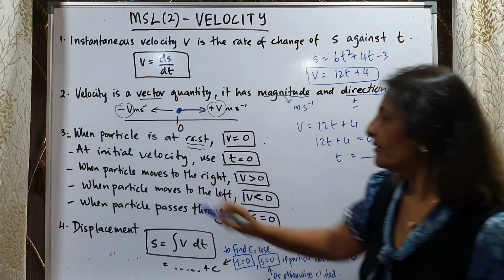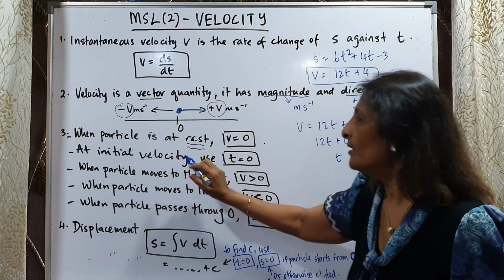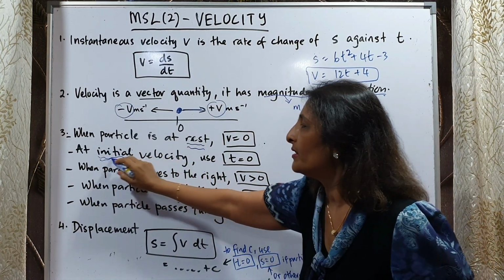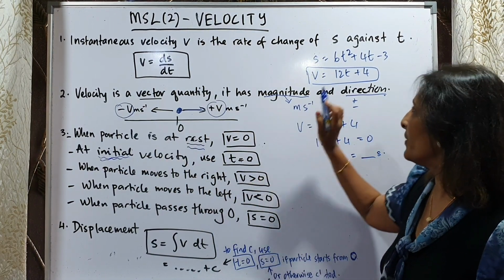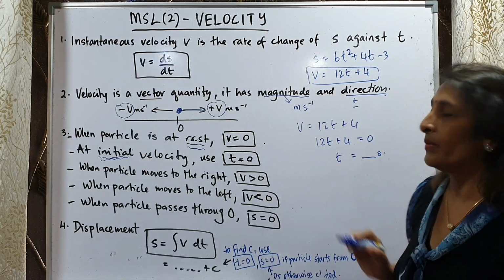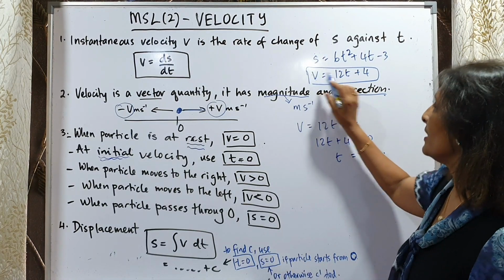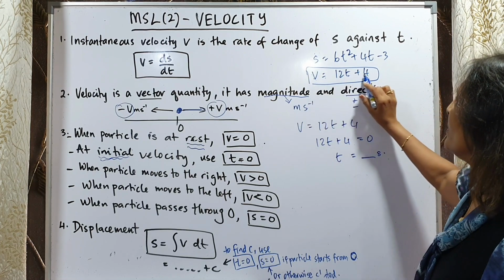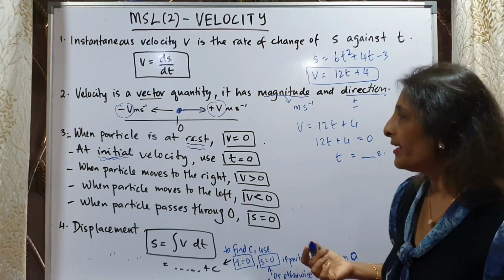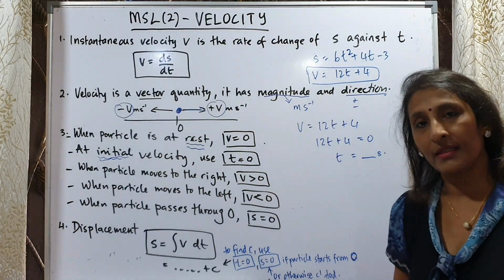Second one, the initial velocity. When you see the word initial, this is the magic word, you better substitute t equals 0 in the equation. You substitute t in the equation and you will find the initial velocity. For example here, if I put t equals 0, then you will get v equals 4. So you can find the initial velocity of the particle.